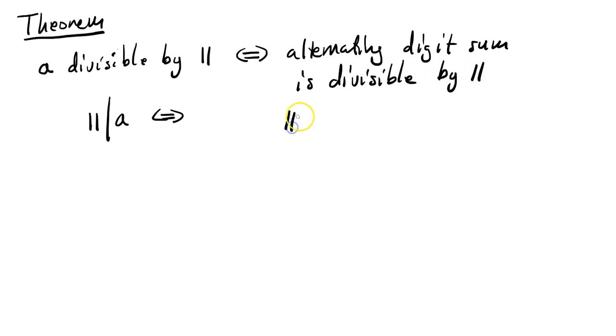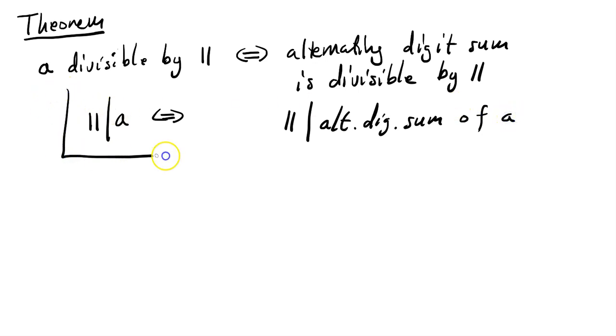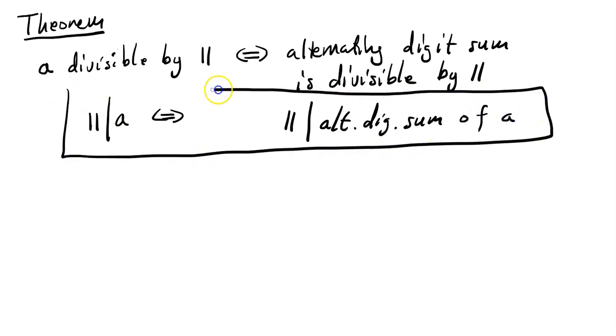So if 11 divides the alternating digit sum, then 11 divides the number. Here I'm just writing the same thing twice, because this is a bit shorter way of writing it. So here we have our theorem expressed succinctly, or a little bit longer here. But then we have to ask ourselves, why is it alternating digit sum? Because I haven't defined that yet.